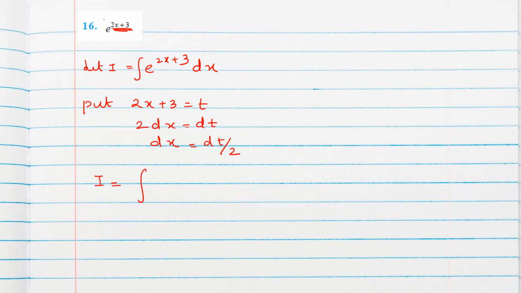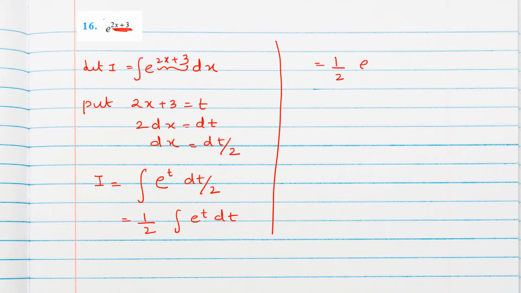So now for integration we can write this expression we have supposed as t, and dx is dt by 2. So 1 by 2 integration e power t, and since it is exponential, integration of exponential is the same, e raised to t. Now resubstitute the value, that is t value is 2x plus 3, plus c.